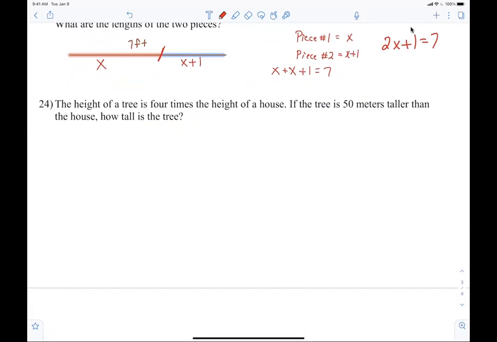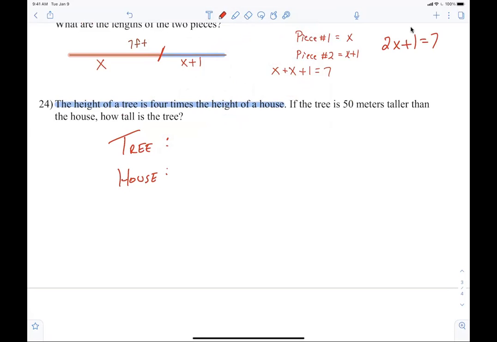The height of a tree is 4 times the height of a house. Okay, so what are we talking about here? The height of the tree and the house. Right, so tree and house. All right, so now what? If the tree is 50 meters taller than the house, how tall is the tree? So what's the relationship here, though? We have to write a relationship first. What's the relationship here? Okay, so what's what?